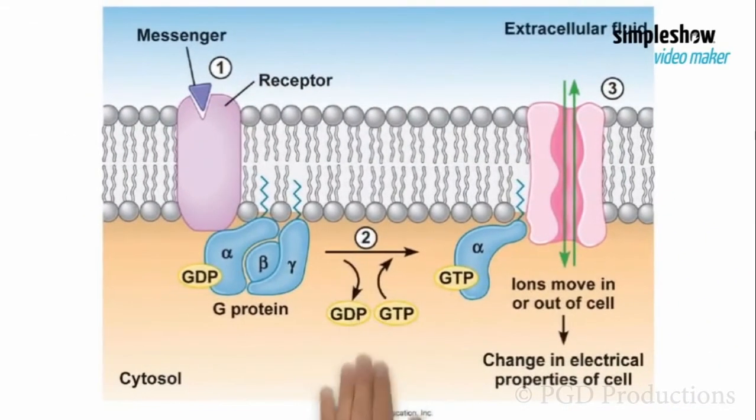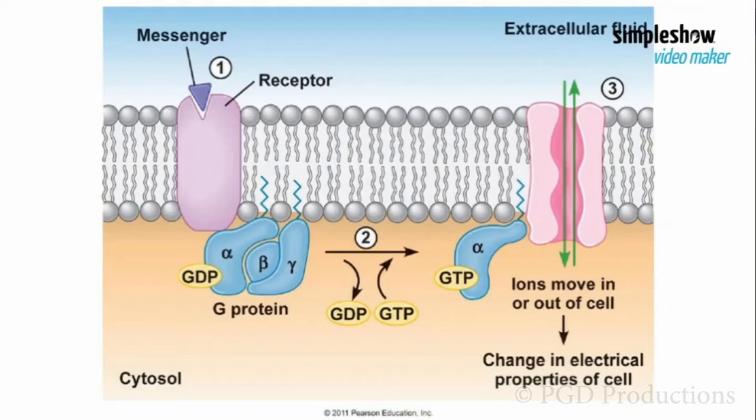Now we come to G-protein-linked receptors. G-protein-linked receptors respond to their ligands by activating a special protein called G-proteins, also known as GTP-binding proteins. G-proteins are located on the intracellular side of the cell membrane. The G-protein has three subunits: alpha, beta, and gamma.